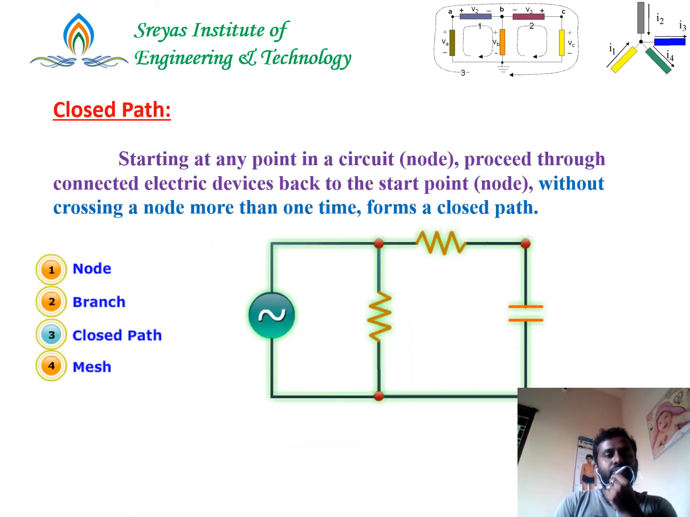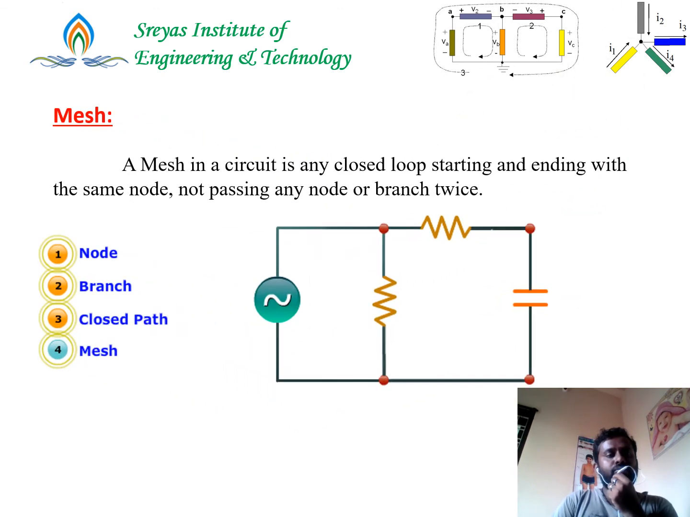Now what is a closed path? Starting at a point in a circuit node, proceeding through the connected electrical devices back to the starting node, that is the starting point, without crossing a node more than one time, forms a closed path. You can see a voltage source and resistance in parallel. This is a closed path, and a resistor and a capacitor, that is also a closed path. So these are nothing but closed paths, starting at a point and coming to the same point, tracing through the rest of the elements. Now what is a mesh? A mesh in a circuit is any closed path starting and ending with the same node, not passing any node or branch twice. That is nothing but a mesh.